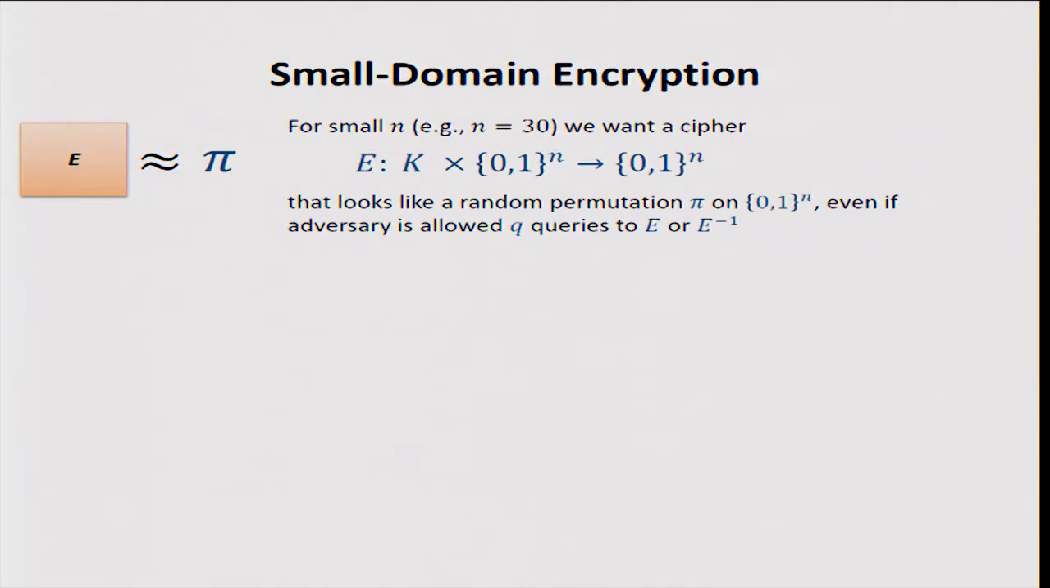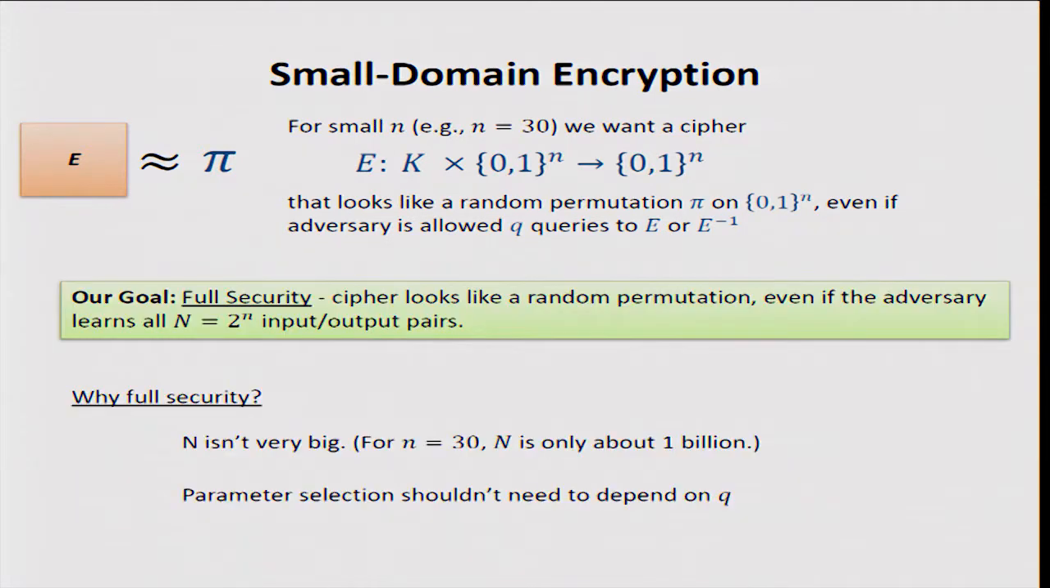So here's what we want for security. We want our small domain block cipher to be indistinguishable from a random permutation on that same number of bits, even if we give the adversary, say, Q input-output pairs for the permutation. In this talk, I'm going to focus instead on what we're calling full security. With full security, we want our block cipher to look like a random permutation, even if the adversary is able to learn all of the input-output pairs. So you give them all 2 to the n input-output pairs for the block cipher, and it still should look like a random permutation.